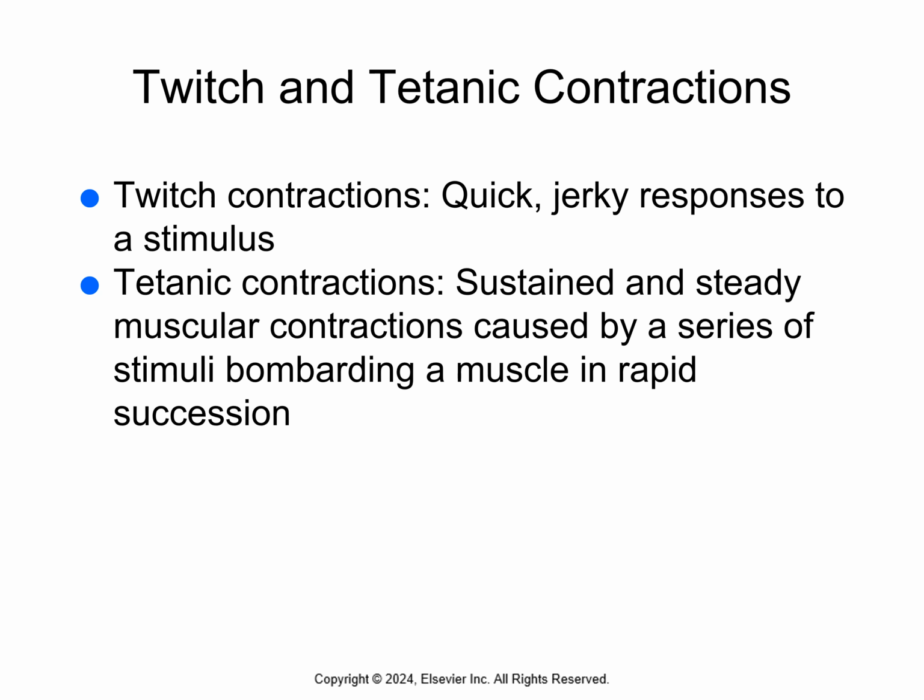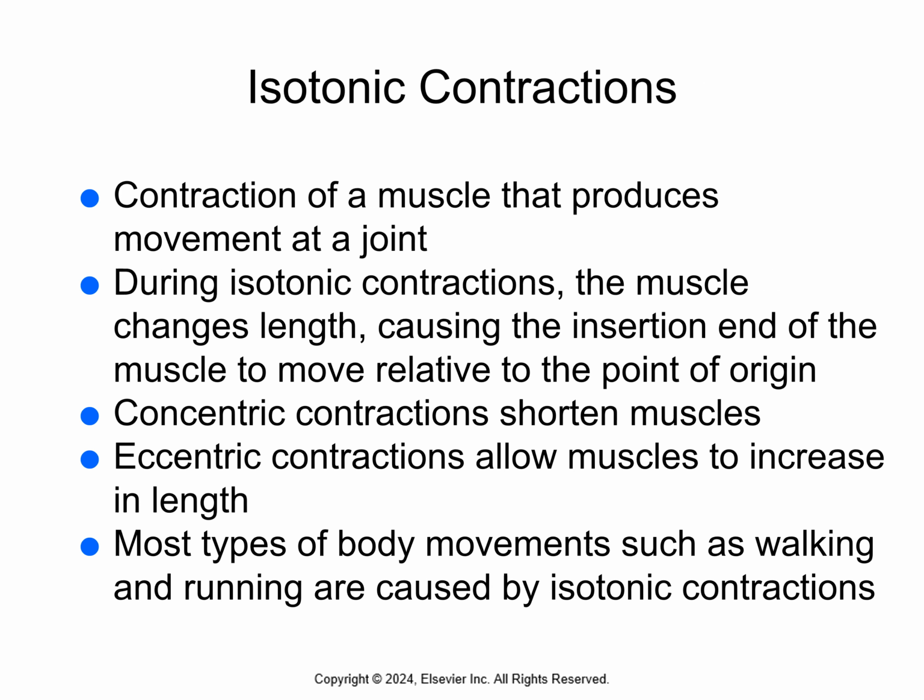Also, we're going to get a tetanic contraction. You may have heard of somebody having tetanus. That's a sustained contraction. Say if you flex your muscle and you keep it that way, you're in what they call tetany. So that's a sustained and steady muscular contraction caused by a series of stimuli bombarding the muscle in rapid succession. That means the impulses just keep hitting that muscle. Contract, contract, contract, contract. The next contraction we have is called an isotonic contraction.